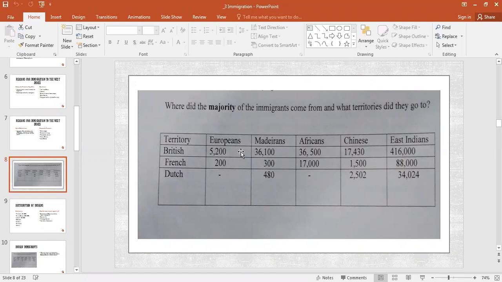Now, if we look at the British West Indies, we had most of the immigrants that came from India, and this was 416,000 immigrants. That's the number. And we had 17,430 Chinese, 36,500 Africans, Madeiran 36,100, and the Europeans, 502.